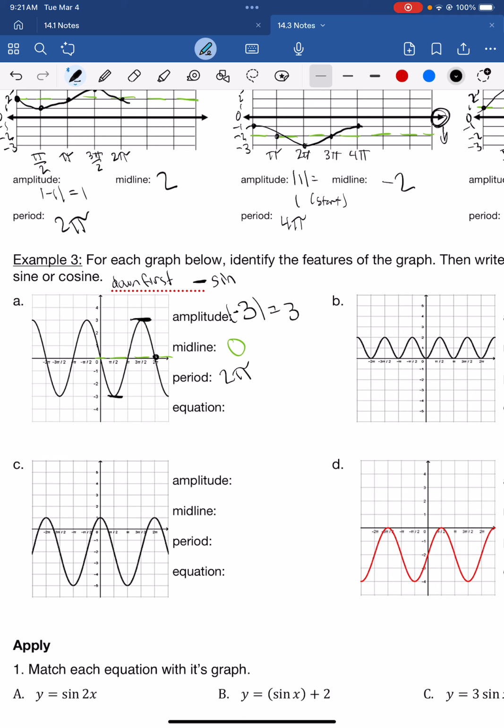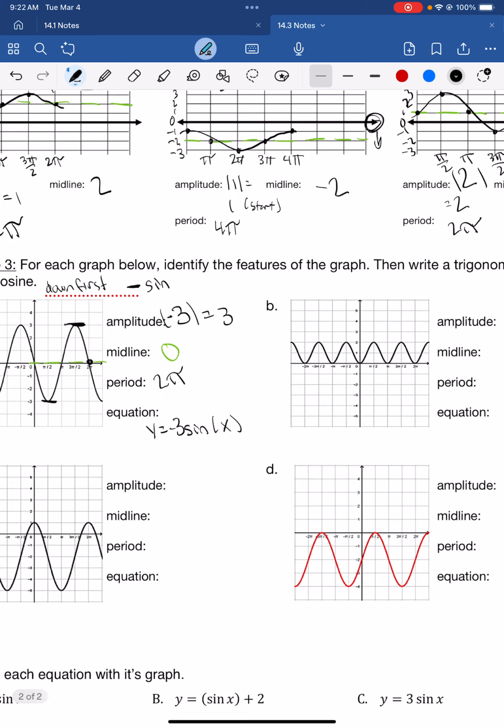So if we were to write an equation here, we have y equals, we know it's going to be a sine graph, right? Since our period is 2 pi, that means there's just an x there. That doesn't change. And since our amplitude here was a -3, we're going to put a -3 right there. And that would be how we graph that right there. Okay. All right, let's take a look at B.